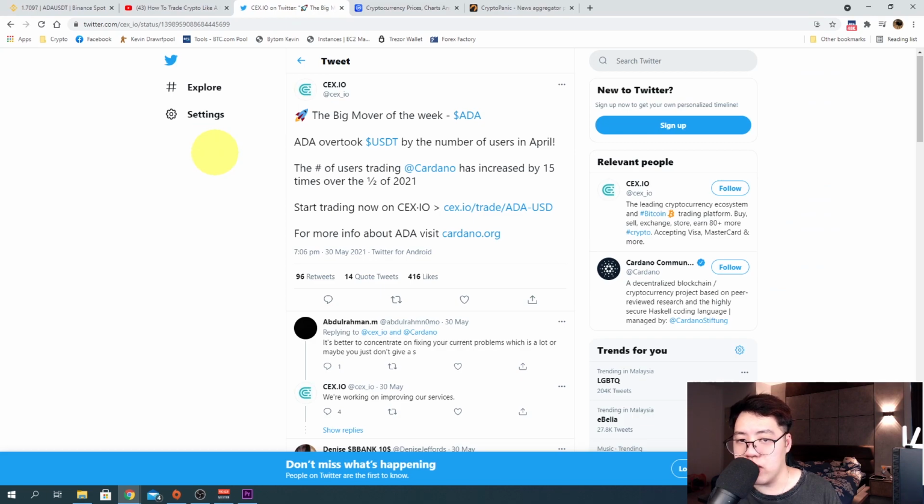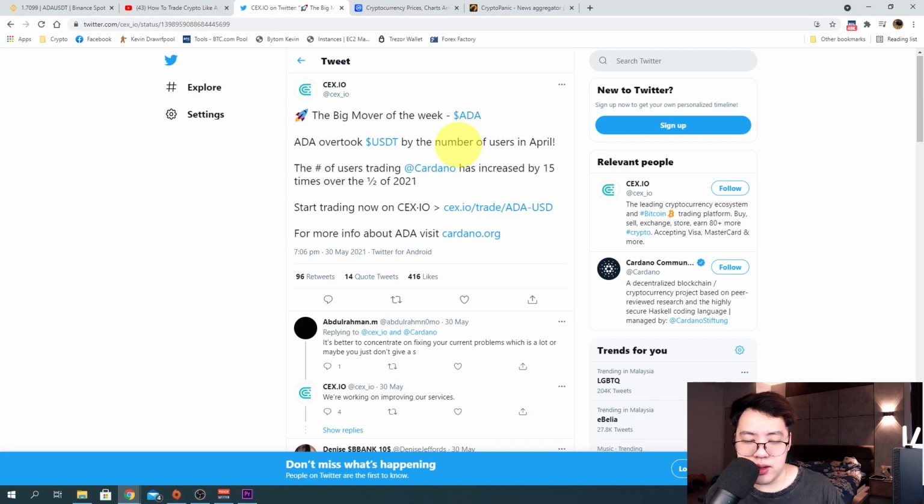As you can see here, yesterday on Twitter, CEX.io tweeted about ADA, saying that the big mover of the week is ADA. ADA overtook USDT by number of users in April. The total number of users trading Cardano has increased 15 times over the first half of 2021, which is a good thing, meaning the number of investors investing in ADA is increasing. This is good news because CEX.io is an exchange, and they can see that investors are starting to move over to ADA.